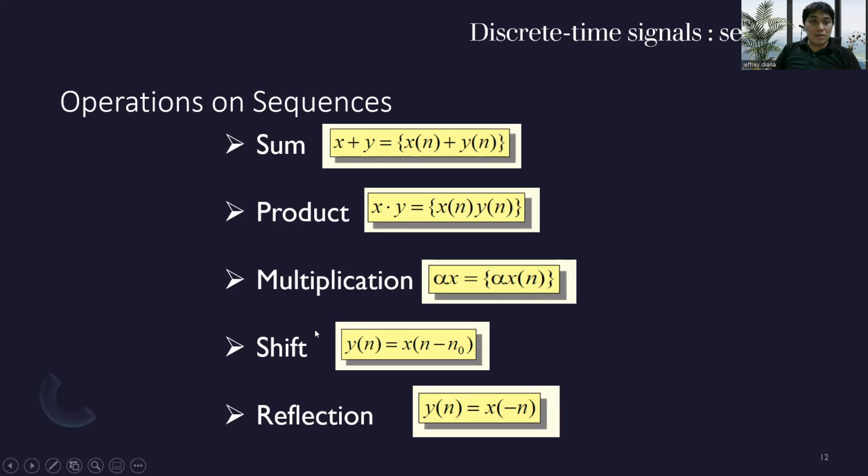For the shift operation of sequences, y(n) is equal to x(n - n0). And for the reflection operation of sequences, y(n) is equal to x(-n).